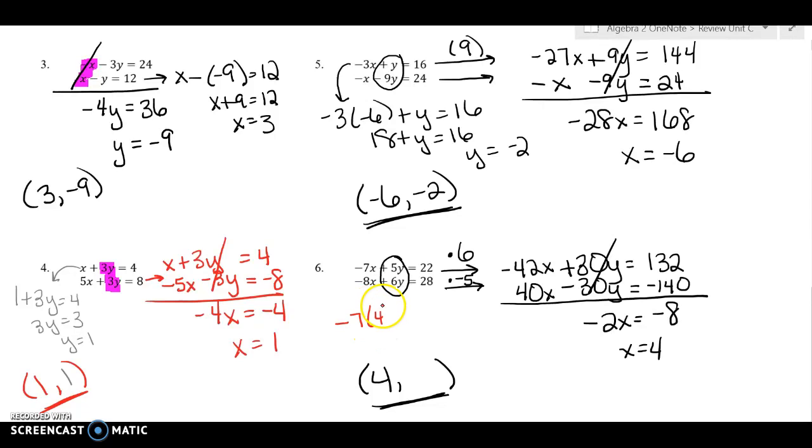Negative 7 times 4 plus 5y is 22. So negative 28 plus 5y is 22. So if I add 28 to both sides, I get 5y is 50. So y is 10. Okay, so you have to find a variable that has the same coefficient but different signs, and then you can cross it off and solve from there. If you don't have that, then you force that to happen by doing some multiplication.